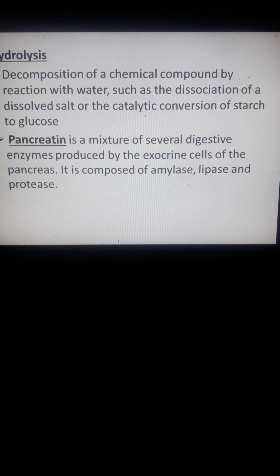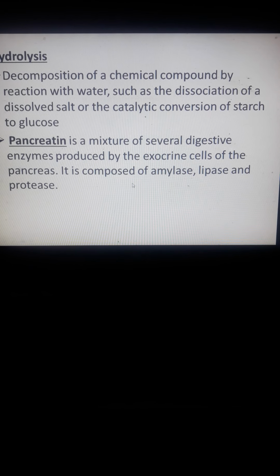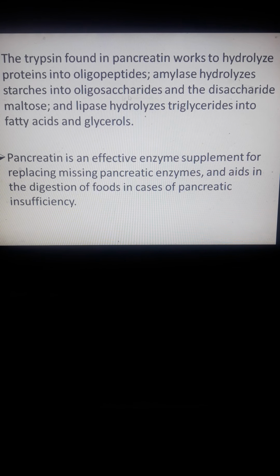Pancreatin is a mixture of several digestive enzymes produced by exocrine cells of the pancreas. It is composed of amylase, lipase, and protease, which hydrolyze specific biomolecules. Amylase hydrolyzes starch, lipase hydrolyzes lipids, and protease hydrolyzes proteins. Actually, we don't do the experiment about pancreatin because there are no pancreatin enzymes available.